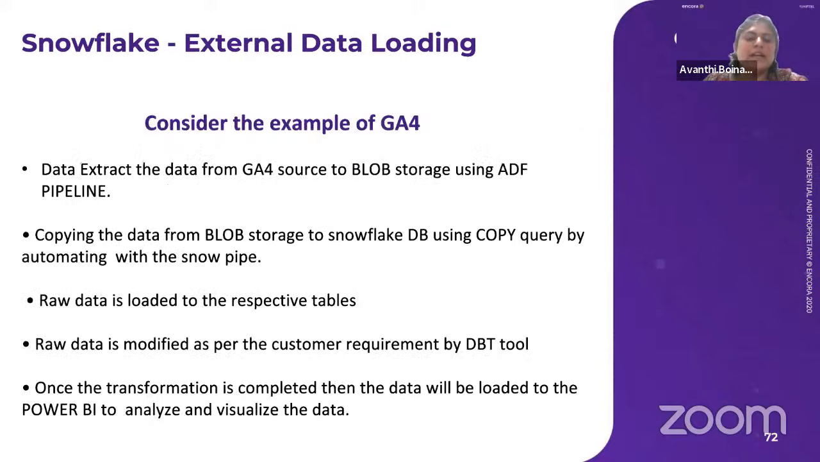Next, consider an example of GA4. GA4 works in the same way, with blob storage using ADF. First, we'll have the ADF pipelines for the particular data source. We'll create that, and we'll have that ADF pipeline to Azure Blob Storage, and then copy the data from blob storage to the Snowflake stage using a copy query, automating with Snowpipe.